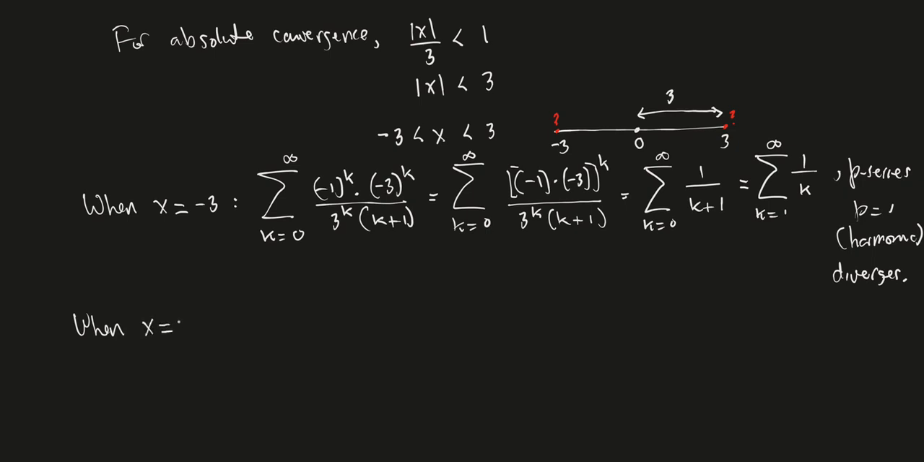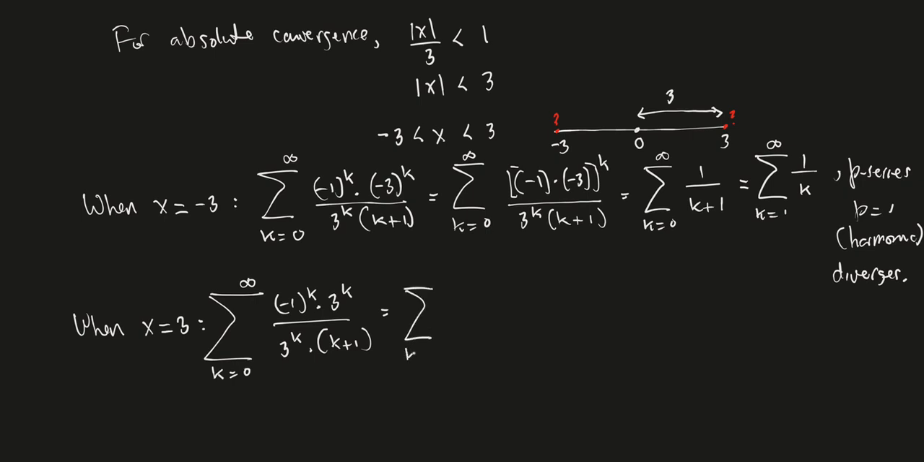So when x is equal to positive 3, something similar is going to happen, but it's not going to cancel out exactly the way we anticipated. Because what happens is now you have negative 1 to the k times 3 to the k over the same 3 to the k times the quantity k plus 1. Well, now the 3 to the k's go, but I'm still left with that alternating factor. So from 0 to infinity, I have negative 1 to the k, and then I have 1 over k plus 1.